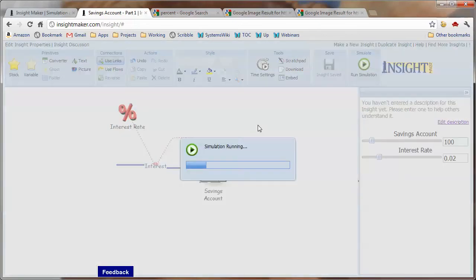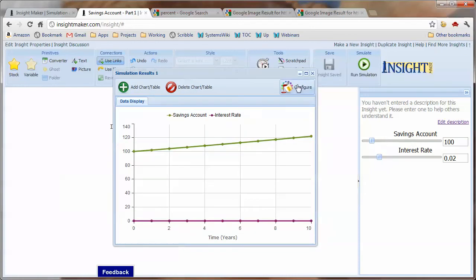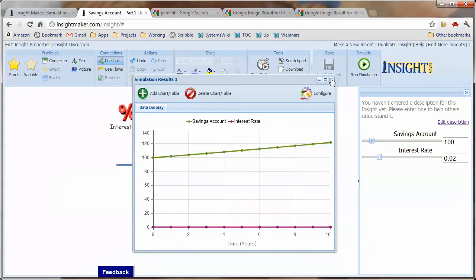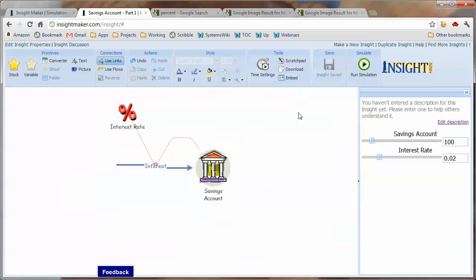So we'll go ahead and run this, and it'll tell us that over that 10-year period, the amount of money in the account increases from 100 to $121. Over 10 years? Well, that's pretty dismal, isn't it? Though in most instances, savings accounts don't pay interest on an annual basis. They do it on a monthly basis. And in the next video, we'll go ahead and modify this so it does it on a monthly basis.